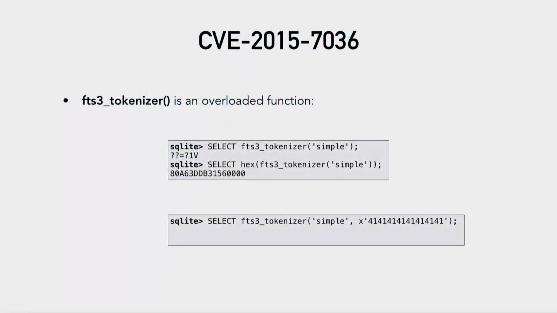And if you call it with two arguments, the first one is the tokenizer name, the other one is a raw pointer, you actually override the address of this tokenizer. So everyone trying to use this tokenizer, everyone instantiating a virtual table, will try to initialize it and will then crash and burn with a segmentation fault at the address given to it.